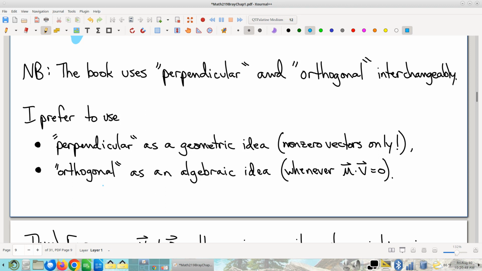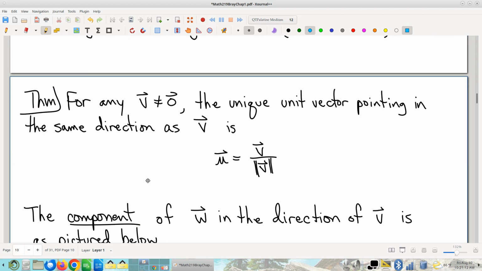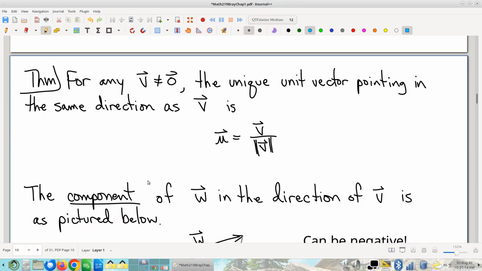So I think the choice should be that perpendicular refers to a geometric statement about directions, which don't exist for the zero vector. And orthogonal is this algebraic statement about the dot product being zero. And so again, a lot of overlap, but an important distinction.